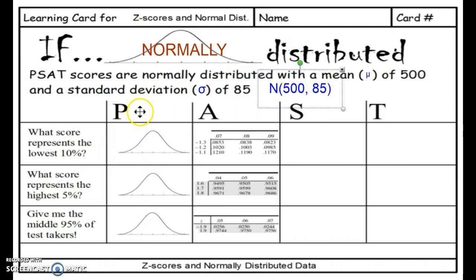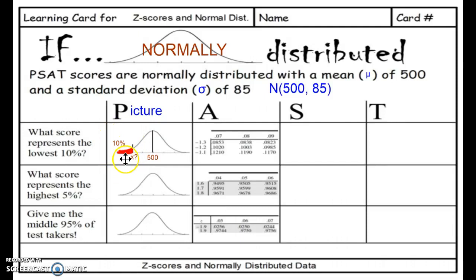The first thing we want to do as we go through this process is draw a picture. When I draw this picture, there are a few things I can put into it. First of all, I'm going to put 500 right there in the middle because that's my mean. I'm going to put X question mark because that's what I'm trying to find. I'm trying to find what value of X will cut off this lowest 10%. And then I'm going to shade and label this lowest 10%.